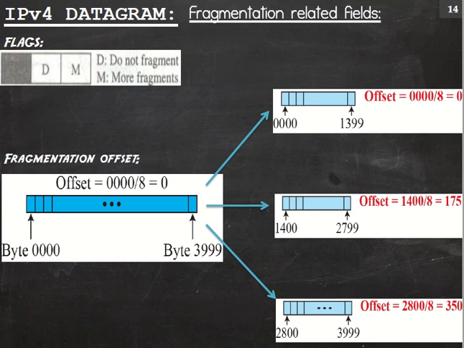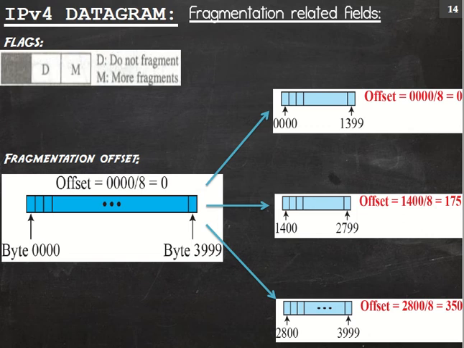The second field is the flag, which is a 3-bit flag. You can see here there are three bits: first, second, and third. The first bit, the leftmost bit, is reserved. Whatever you can see in black here is reserved, so it is not used. It is kept as a reserved bit.